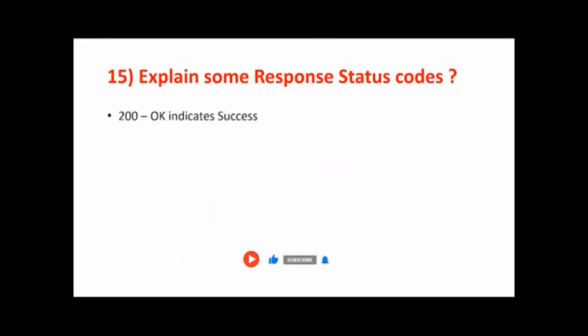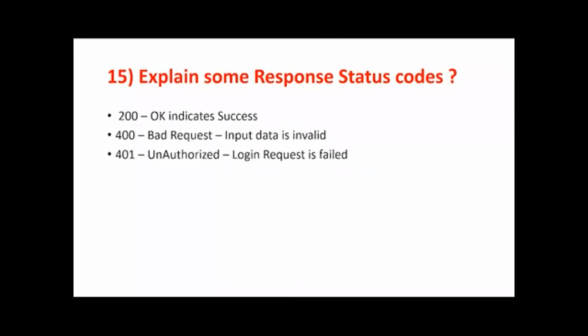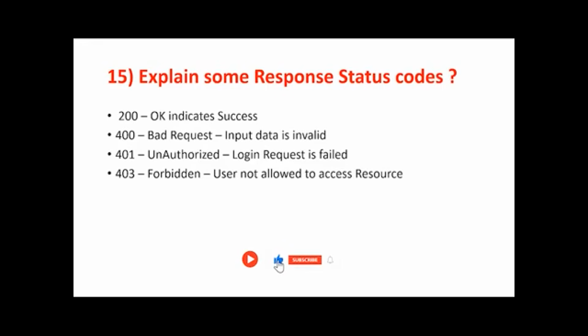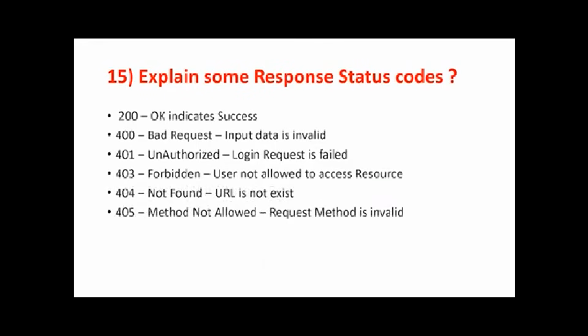200 indicates OK, that's actually success. 400 bad request, your input data is invalid. 401, it's unauthorized, login request failed. 403, it's forbidden. You logged in successfully, but you have no access to the resource. 404, URL not found or URL does not exist. 405, method not allowed. You made a GET request, but the program expects POST. 500, internal server error, or an exception on the application side. These are the few response status codes mostly used in real time.